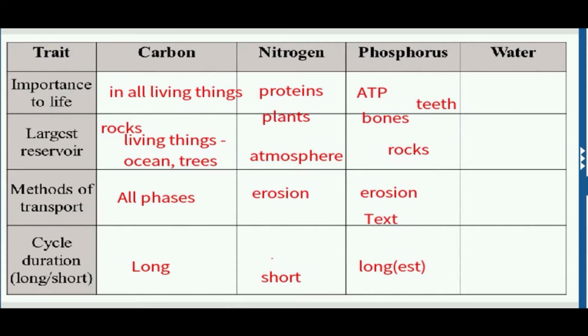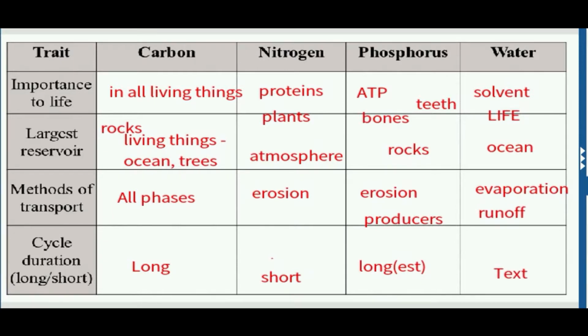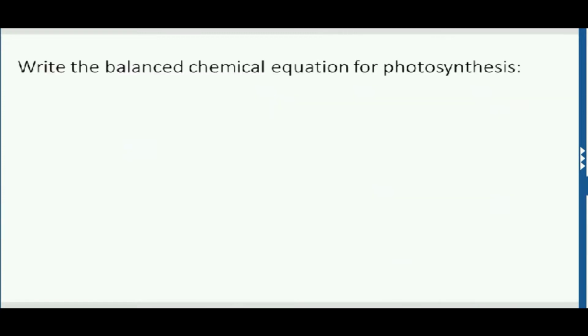And then the last one is water, which I know water is not really an element, but we're just going to go with it. It is a solvent. You need it to live. The largest reservoir is the ocean, and then it's transported through evaporation, runoff, all that sort of thing, and it's a short cycle as well. Okay, so there is our little chart.